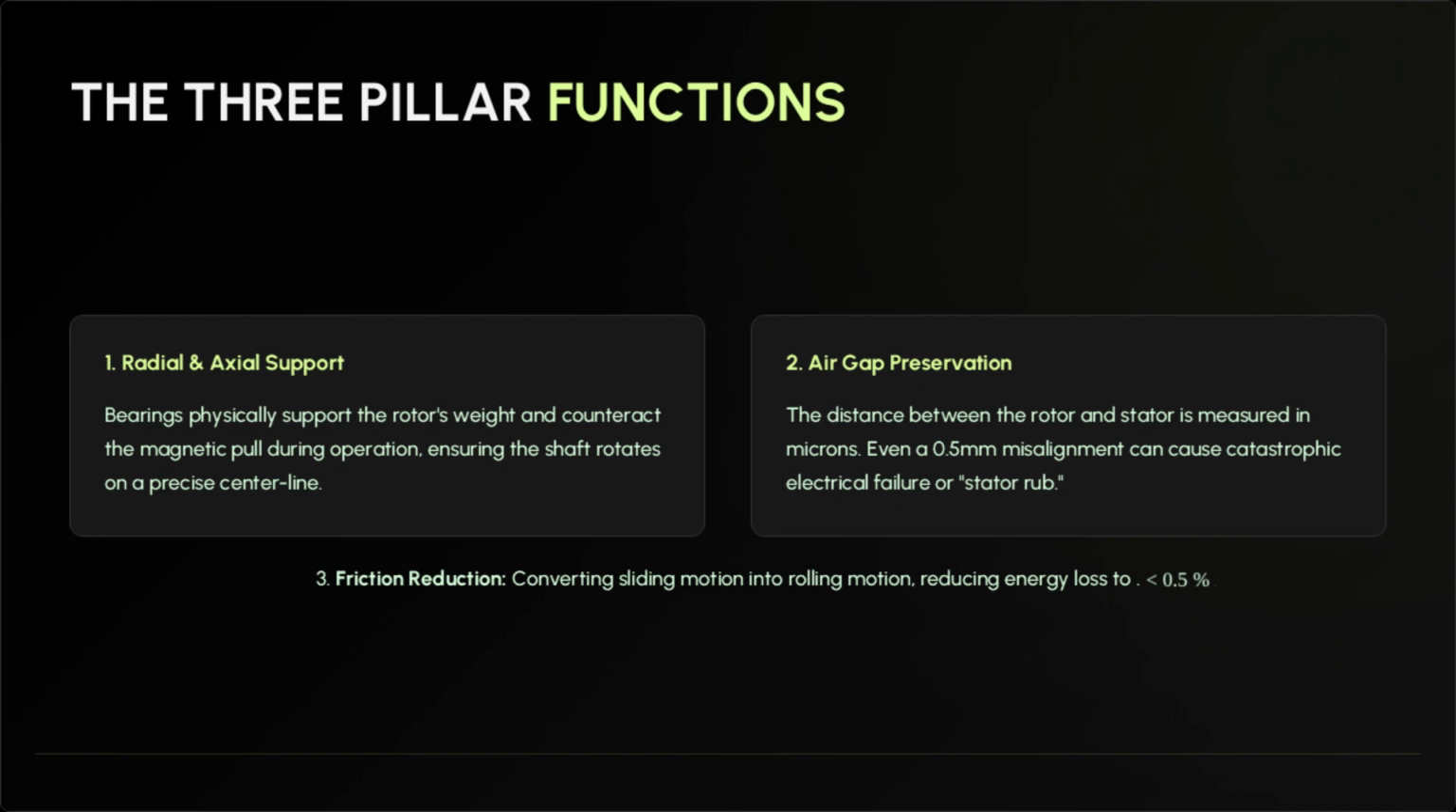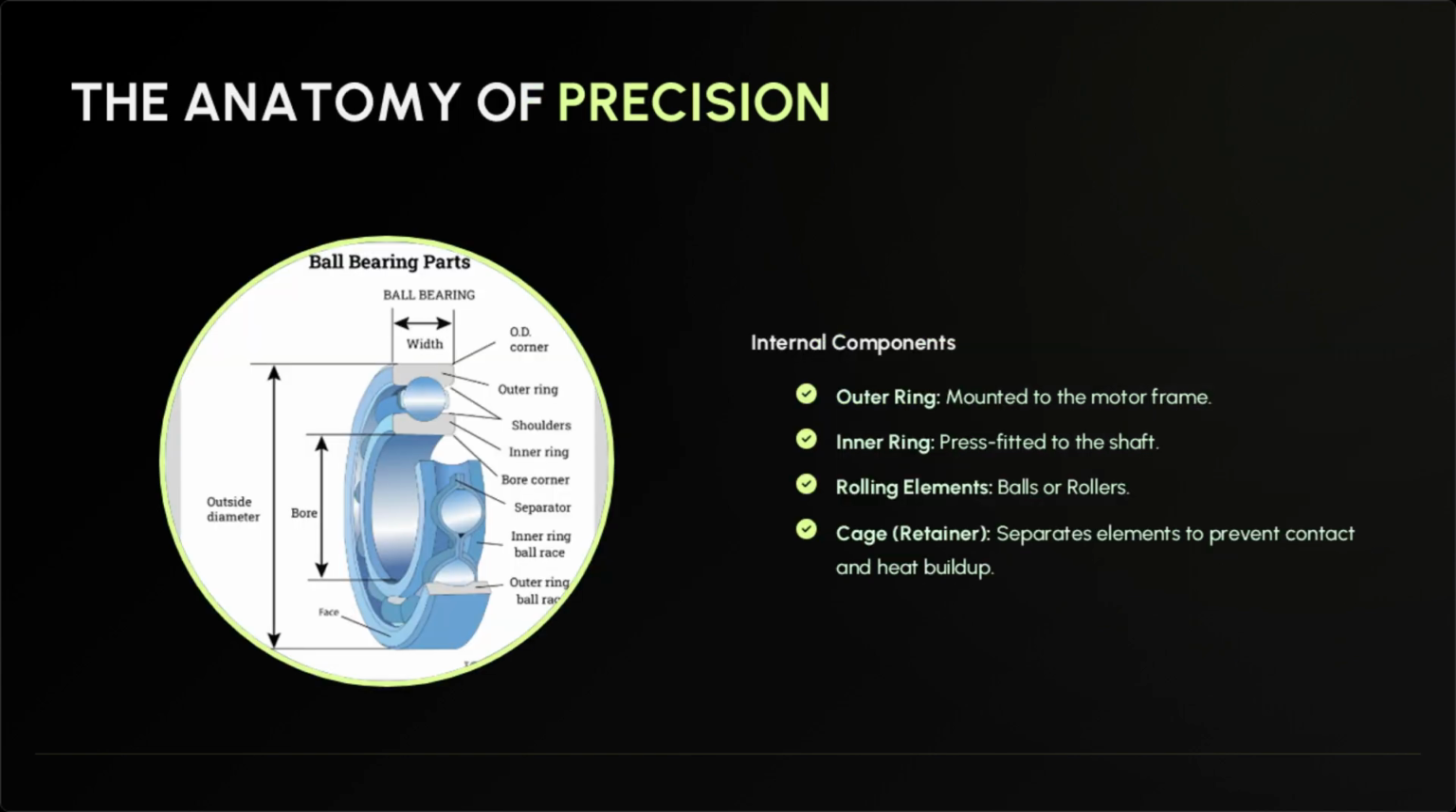torque, not wasted heat. Looking at the cross-section, every standard bearing is a system of 4 components: the outer ring, the inner ring, the rolling elements, usually steel balls, and the cage. The cage is the unsung hero. It keeps the balls from colliding and rubbing against each other, which prevents heat buildup and friction.